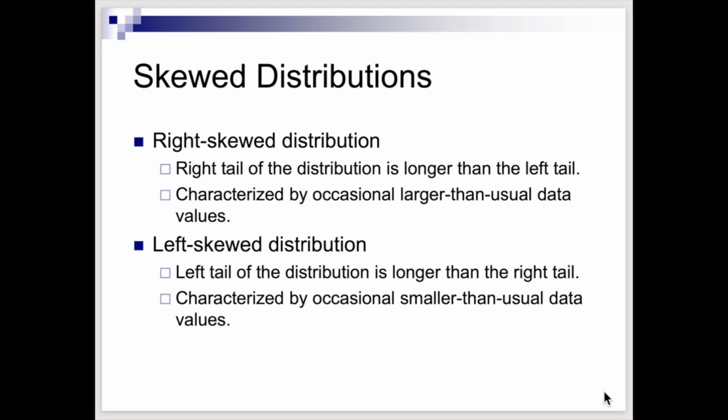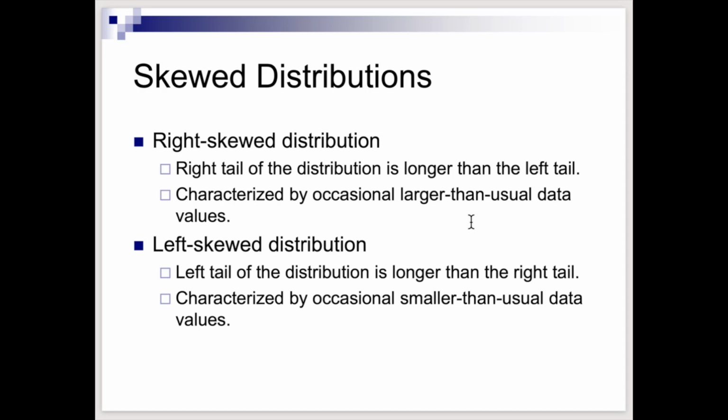And so, for example, if we were thinking about income data, obviously there's a natural barrier, a lower bound to income data, which would be 0. And then if you think about the incomes of the population of people who are working, there's going to be a lot of variability. A few people make a whole lot, right? And so that distribution of income data would be characterized by occasional larger than usual data values. And so income data is almost always right-skewed data.